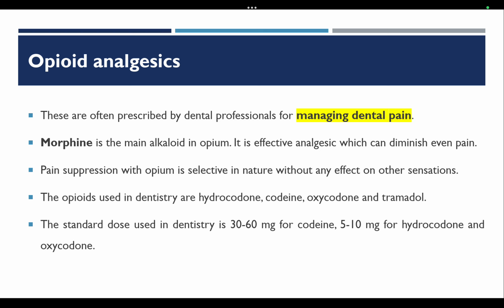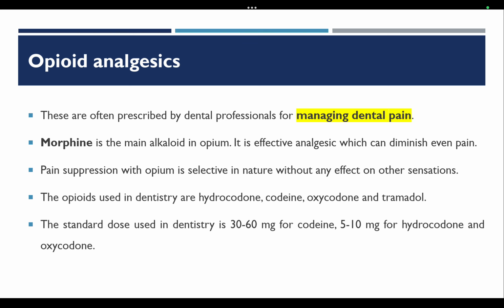Okay, the opioid analgesics are prescribed by the dental profession to manage dental pain. We said that morphine is the main drug in this category, and the pain suppression is selective in nature, without effect on other sensation. That is good. The opioids used in dentistry are hydrocodone, codeine, oxycodone, and tramadol. So they are used in severe, prolonged pain that cannot be treated with non-opioid analgesics, or in conjunction with paracetamol and non-opioid analgesics. So it will be effective.